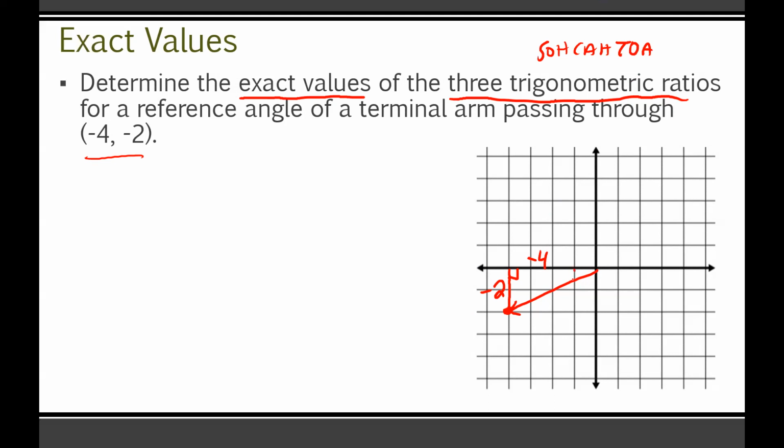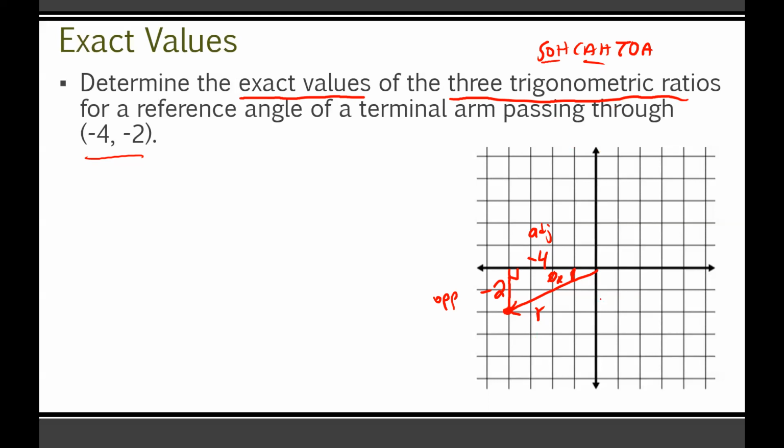Our reference angle is this one right here, because it's between your terminal arm and the nearest x-axis. So there's our theta r. Notice we know our opposite side, that's -2, and we also know our adjacent side, which is -4. But we don't know our hypotenuse, which we just call r. So before we even begin, in order to get sine and cosine done, we're going to need to find that hypotenuse length, right?